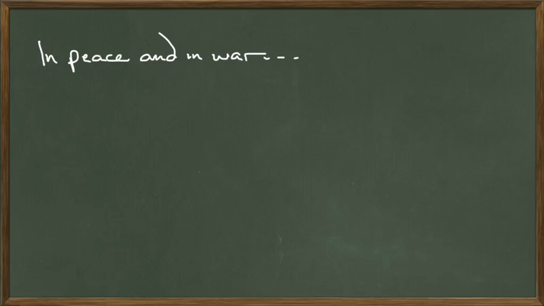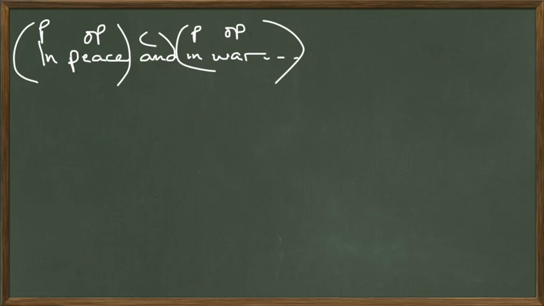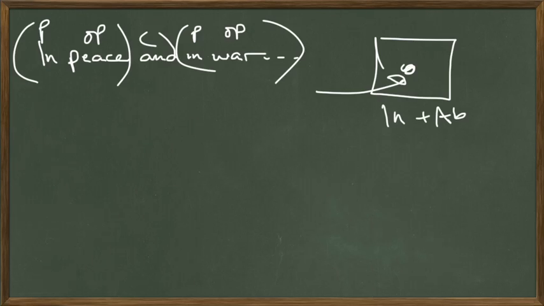In peace and in war. In, preposition, in what? Peace, object of the preposition. And is a conjunction. In, preposition, in what? War, object of the preposition. And we're talking about something that is simply in. So in Latin, if you are in a location, so this dot is in the box, then it's in plus the ablative. So in peace, ablative case. In war, ablative case.